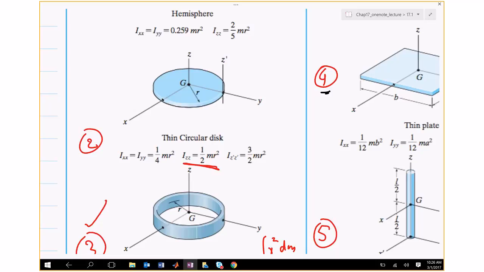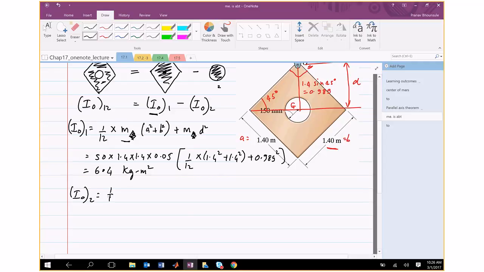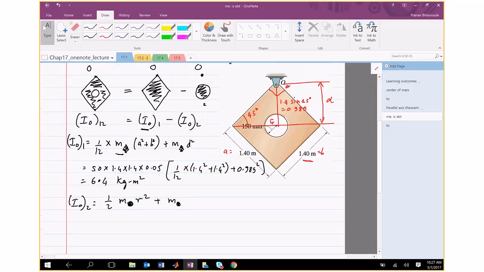Z, Z, okay. Z prime can be used if you are interested in inertia about the axis passing through the rim of the disk. In this case, I'm interested in G, so it's going to be I, Z, Z, sticking out of the plane of the paper. So it's M times R squared divided by 2. So half mass of circle R square plus the mass of the circle times the distance from O. So the distance from O is d square.